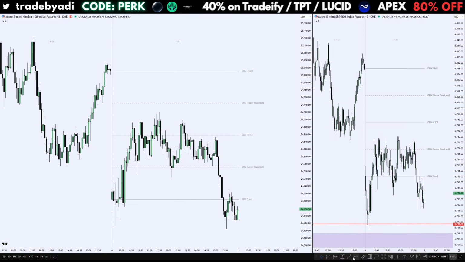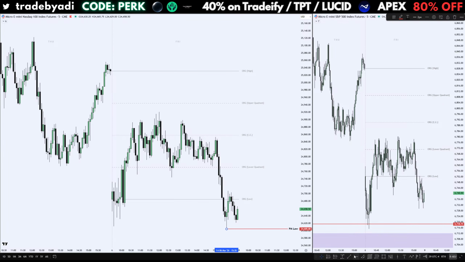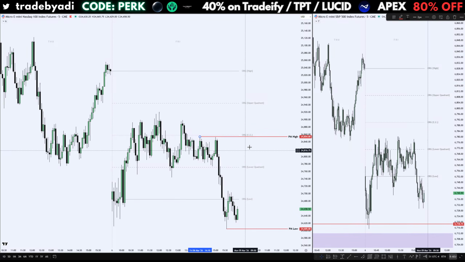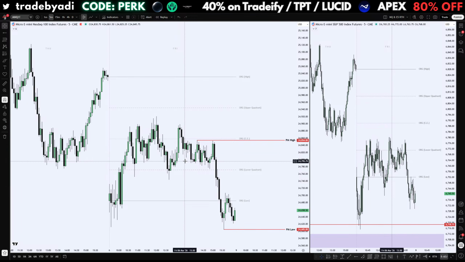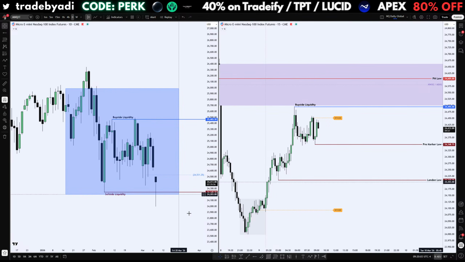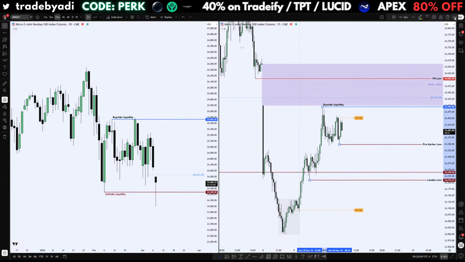I'm going to mark down this low. This is the PM session low, and I'm going to mark down the PM session high also, just in case the price is not respecting any bearish PD arrays. PM session high. So we have marked down the main areas, the main liquidities. I will also sync this thing in the whole chart.